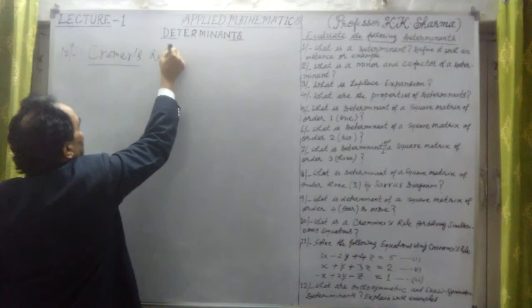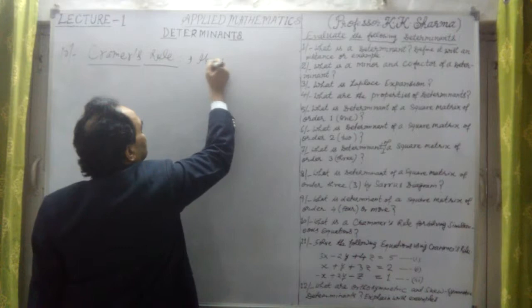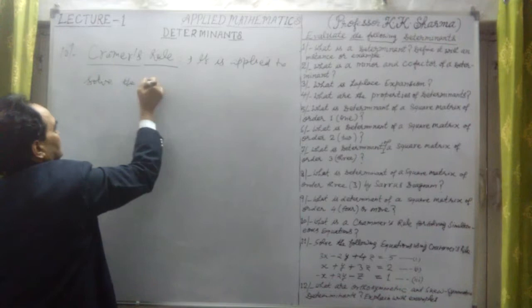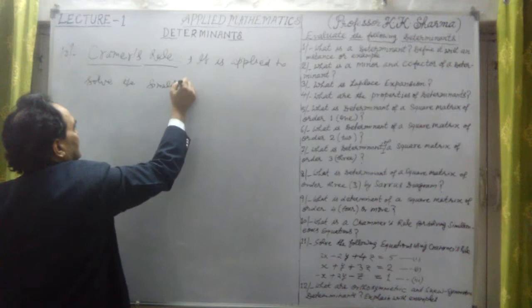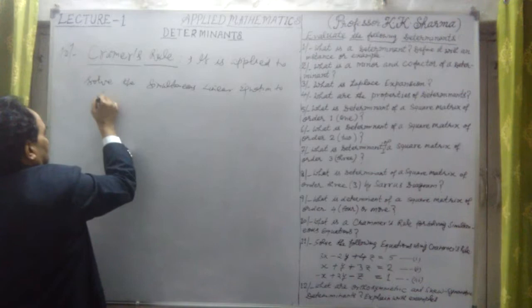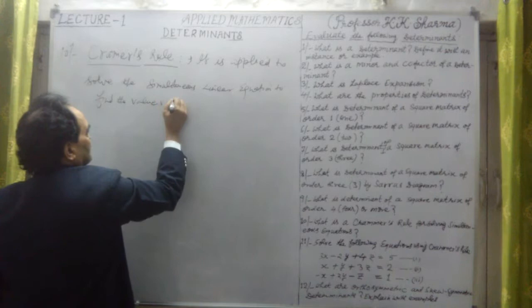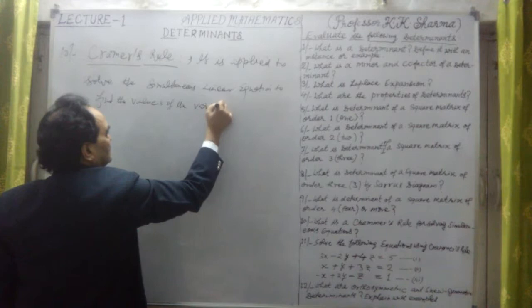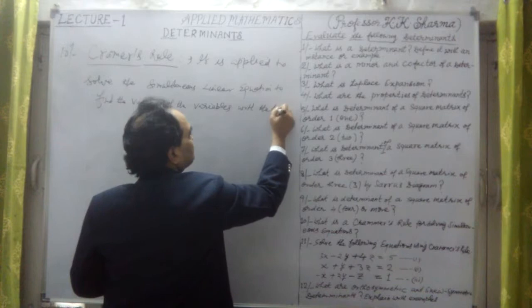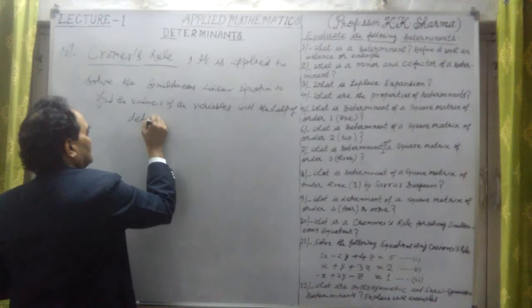Cramer's rule is applied to solve simultaneous linear equations, to find the values of the unknown variables with the help of determinants. What is the determinant here? In this case, with the help of determinants.